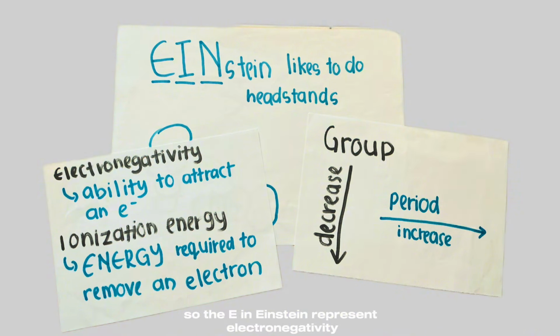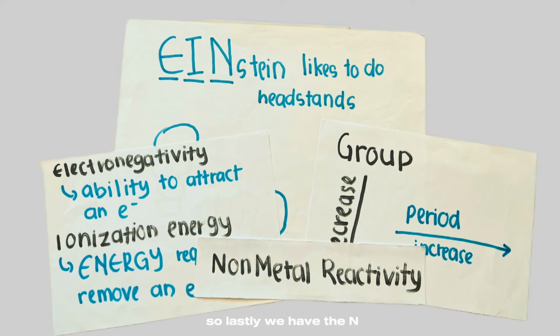So, the E in Einstein represents electronegativity, the ability to attract an electron. For the I, it stands for ionization energy, that energy required to remove an electron. So lastly, we have the N, which stands for non-metal reactivity. So this trick makes it easier for us to remember which one is increasing or decreasing.